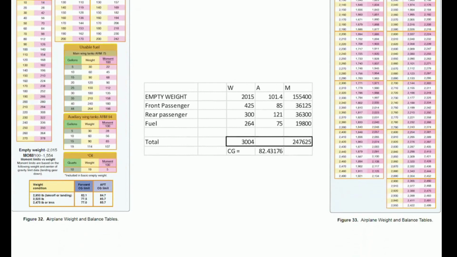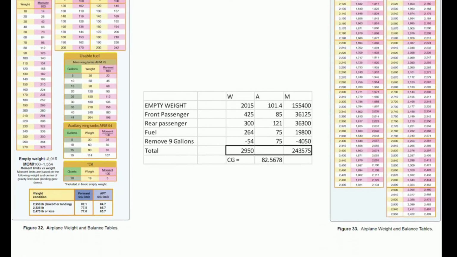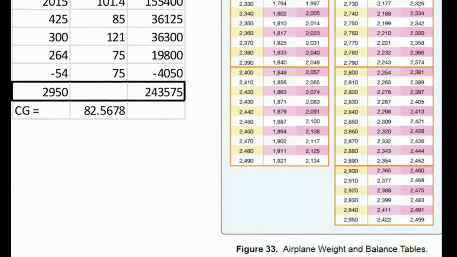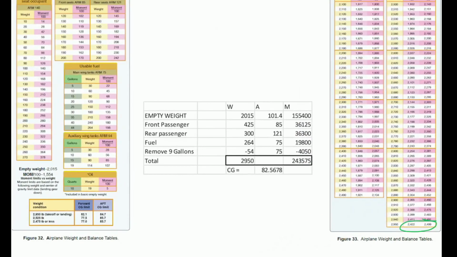And there's the breakdown of it if you do the math. You can see the CG and the total, 3,004. We're over weight. And then when you remove 9 gallons of fuel, you end up with 2950 and a CG with a moment of 243,575, and that puts the airplane in between those two numbers, which means it's within the CG limits. But you ain't got to do all that if you read the question to begin with. And there you go.